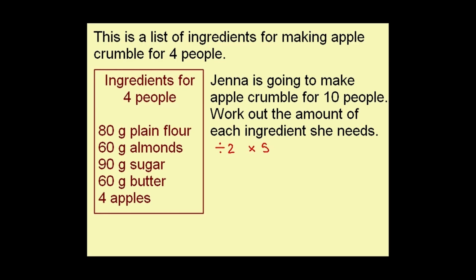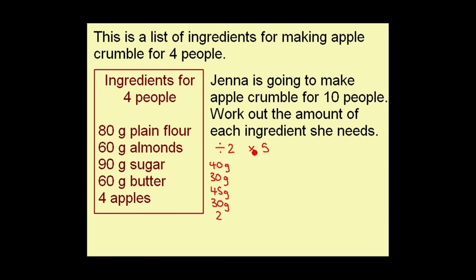So first of all, I want to divide the amounts here by 2. So 80 divided by 2 is 40. 60 divided by 2 is 30. 90 divided by 2 is 45. 60 divided by 2 is 30. And 4 divided by 2 is 2.